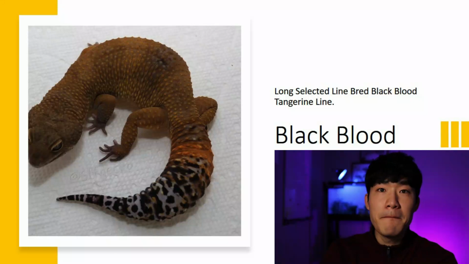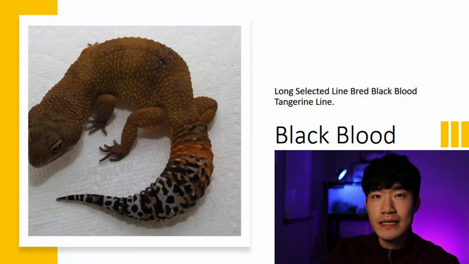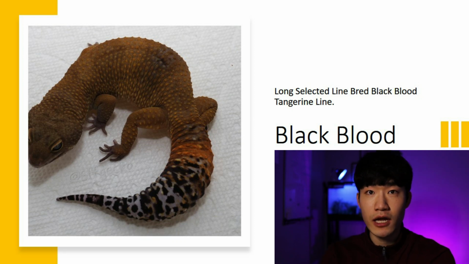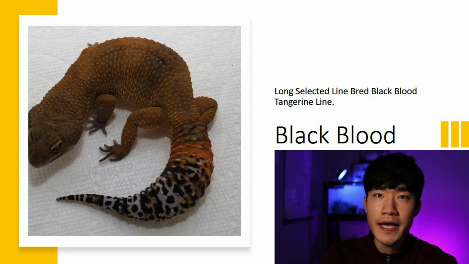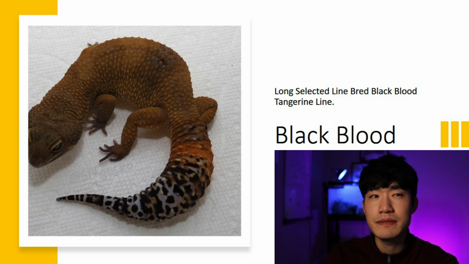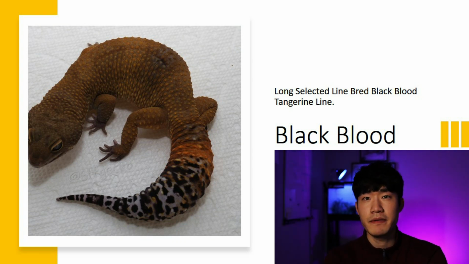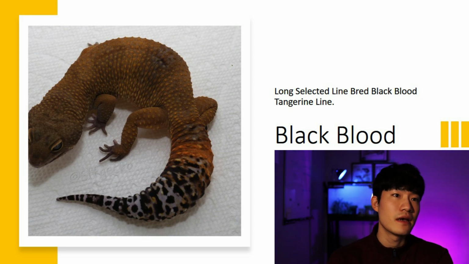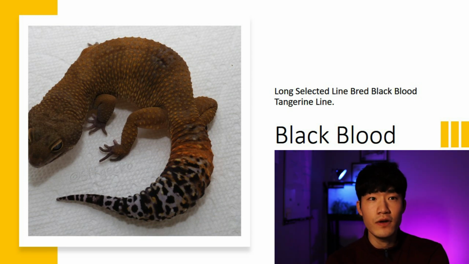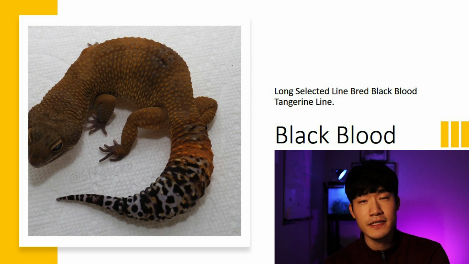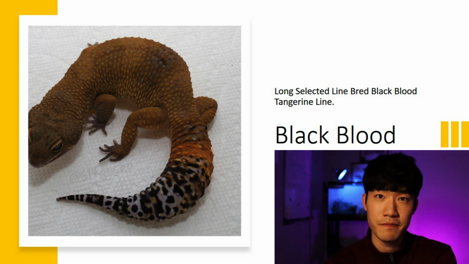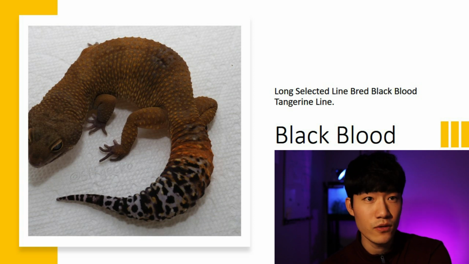The next one is the Black Blood. This is basically like a blood tangerine, but when you do a lot of line breeding for tangerine lines, which a lot of people do, you sometimes will find hatchlings that seem darker than other tangerines, and you just consistently do selective breeding for that, and at the end, maybe a couple of years later, you will end up with a gecko that looks just like this in the photo. This is more of a brownish color, and I've seen a couple of photos from a lot of different breeders, and they just look so cool.